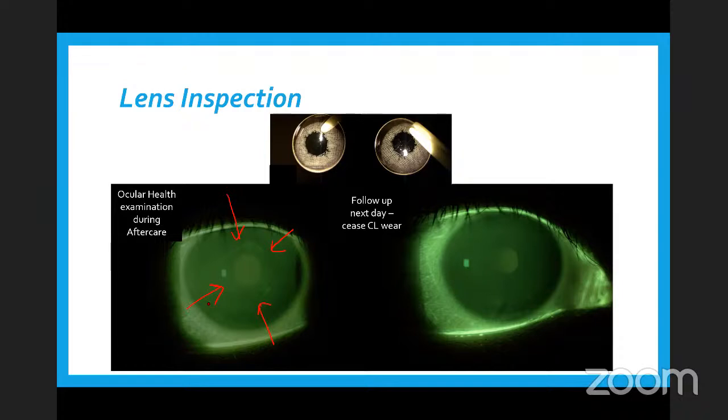The corneas were clear. So inspecting the lens is very important, and it relates to the ocular health examination. You will see that there are changes which you can observe on the eye if there are any deposits or defects on the lens as well.